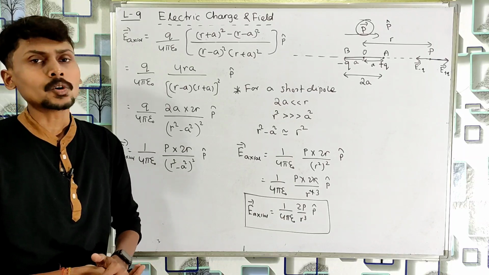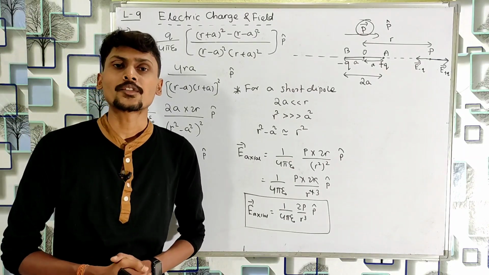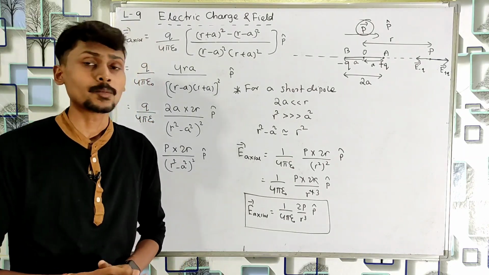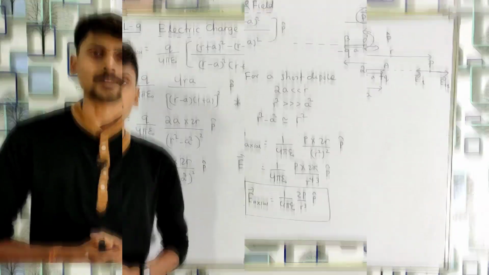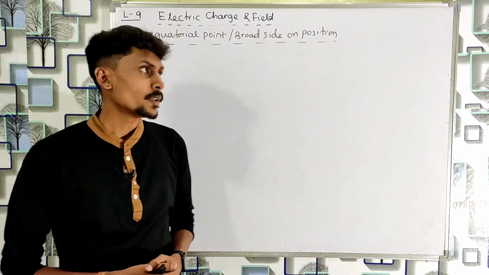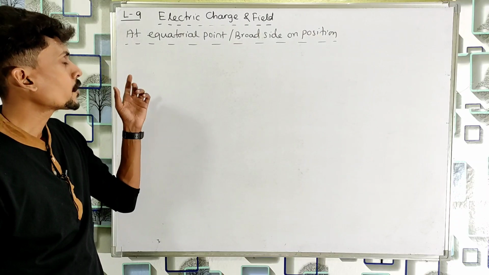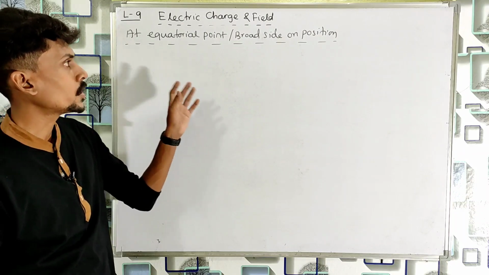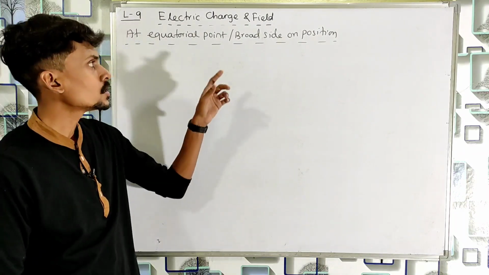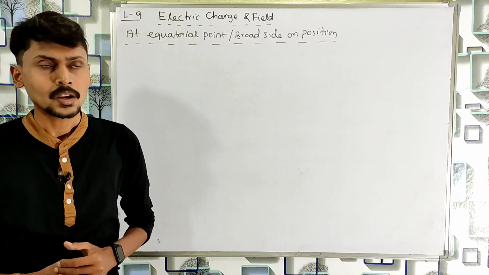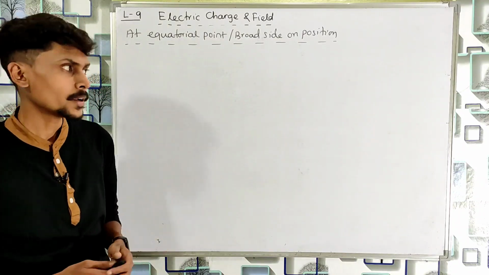So now we will derive the expression for the electric field due to a dipole at the equatorial point. The new derivation will be the electric field due to a dipole at the equatorial point, also known as the broadside on position. So what is the meaning of equatorial point?